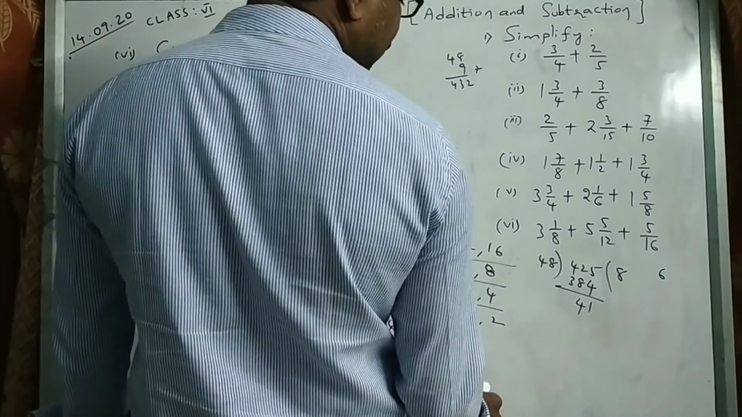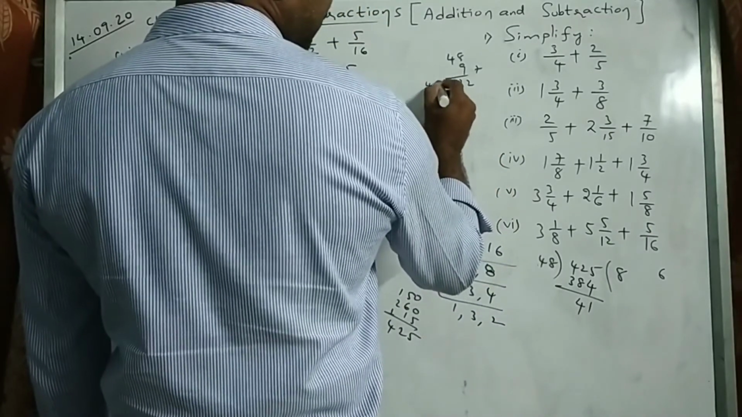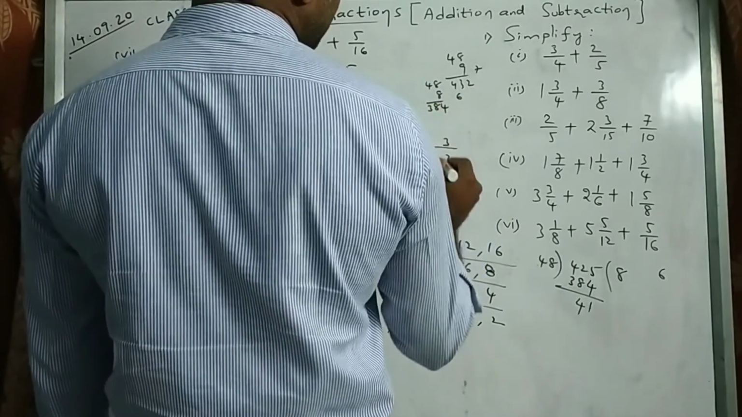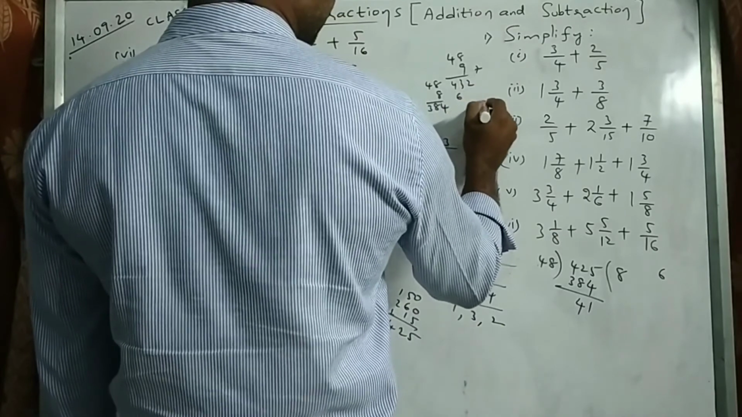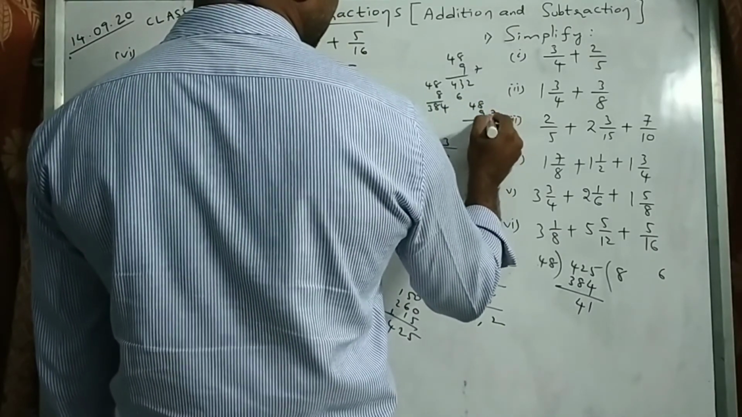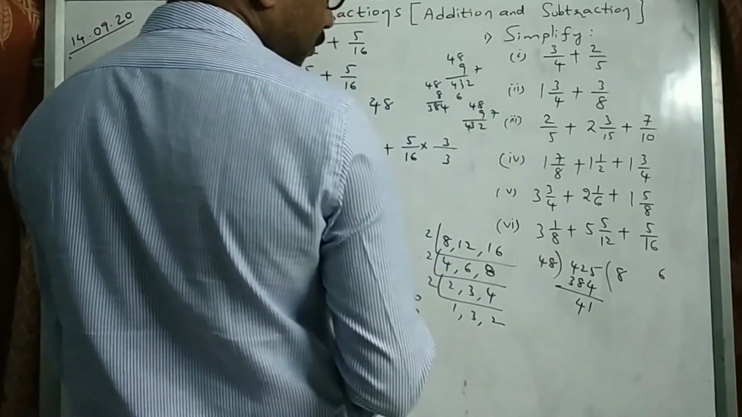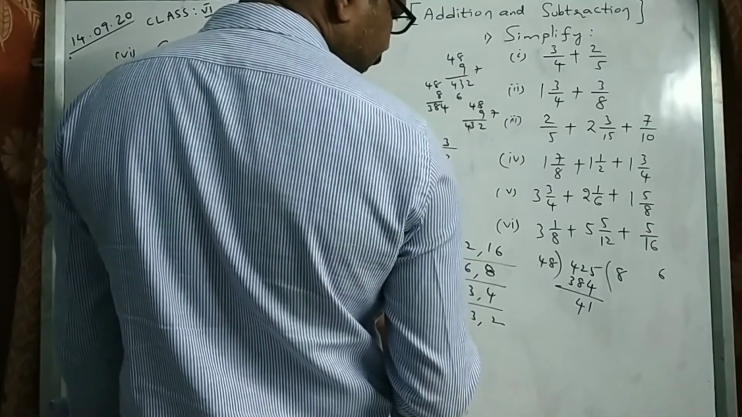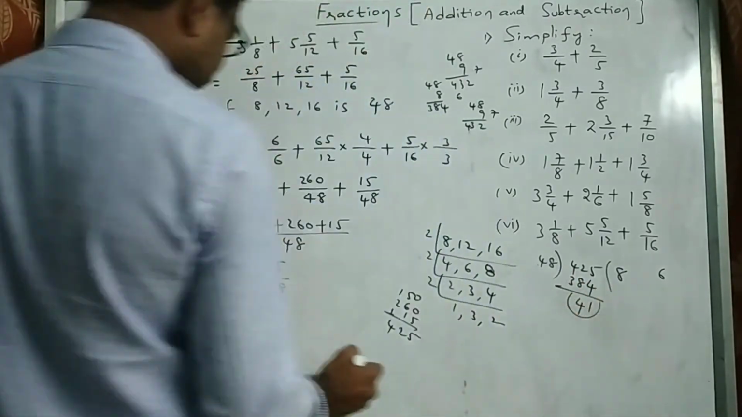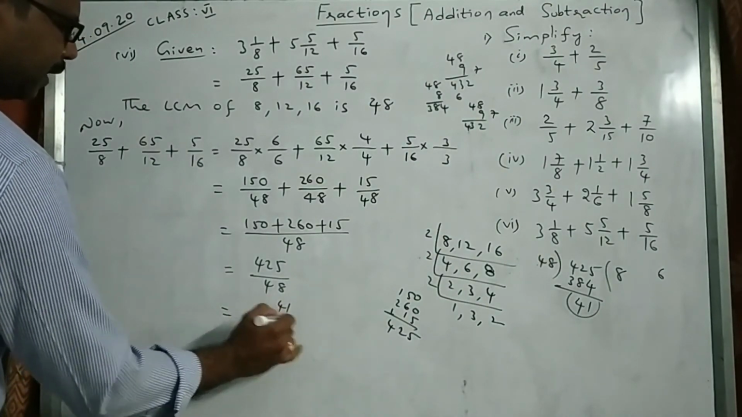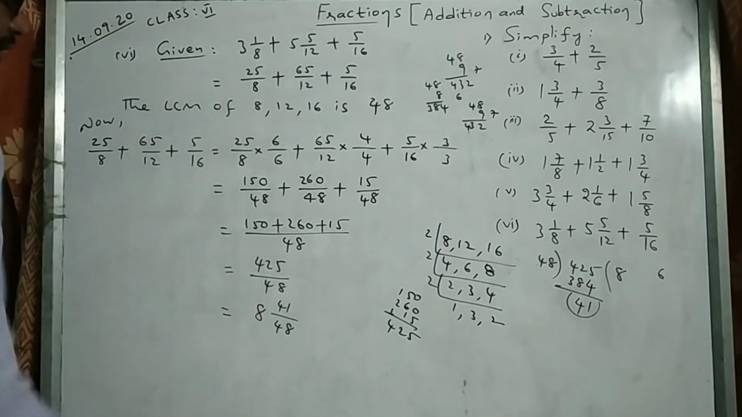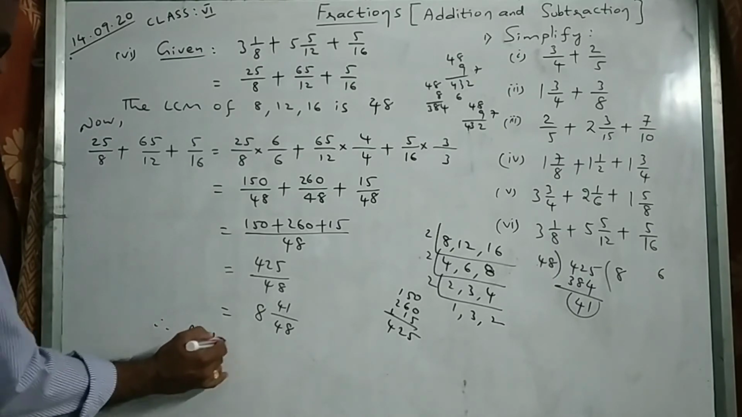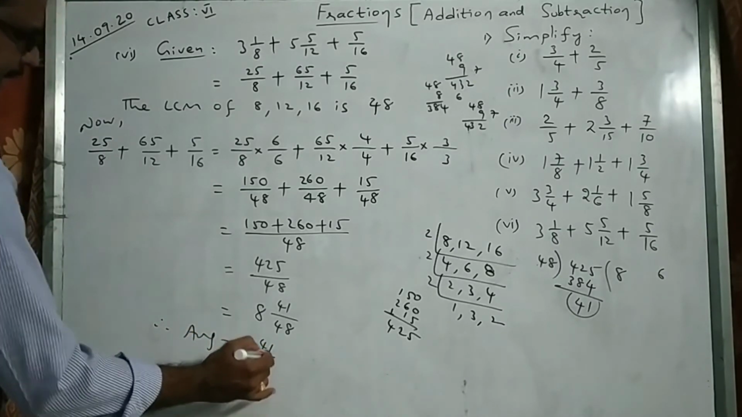Sorry, 48 8s are 384. Oh, 384 only. 9s are 432, more. So how much will you get here? 41. So 8 41 by 48. That's all. 8 41 by 48. This is a proper fraction. So the answer is correct. So the answer is 8 41 upon 48.